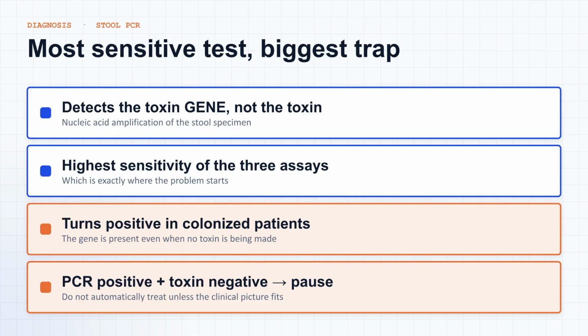This is where hospital algorithms differ. Some laboratories report only the two-step result. Others report the polymerase chain reaction alone. Know which one your lab runs.